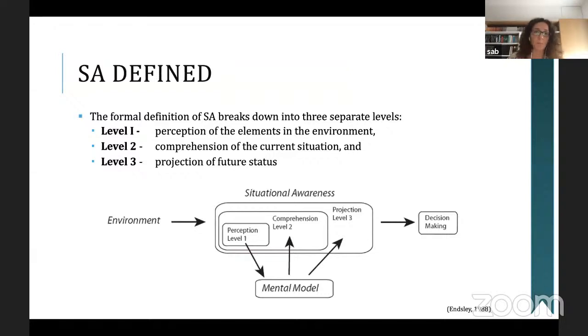So perception is the layer that observes the environment, gets the data, and processes them in order to get, at the upper level, the comprehension of the current situation. Then all this information gives a projection of the future state, a projection that can help to make a decision in the near future, to decide what action to take in that situation.